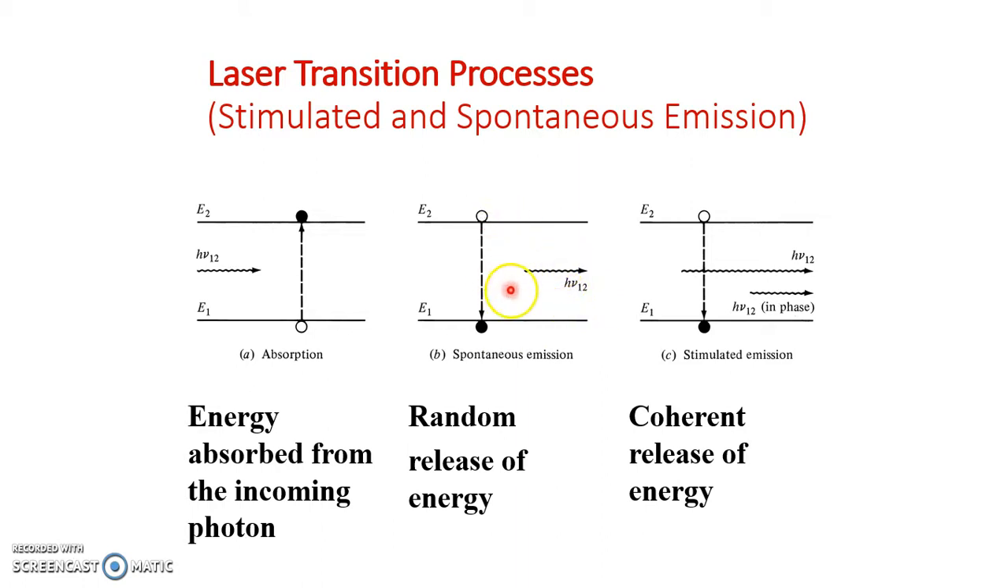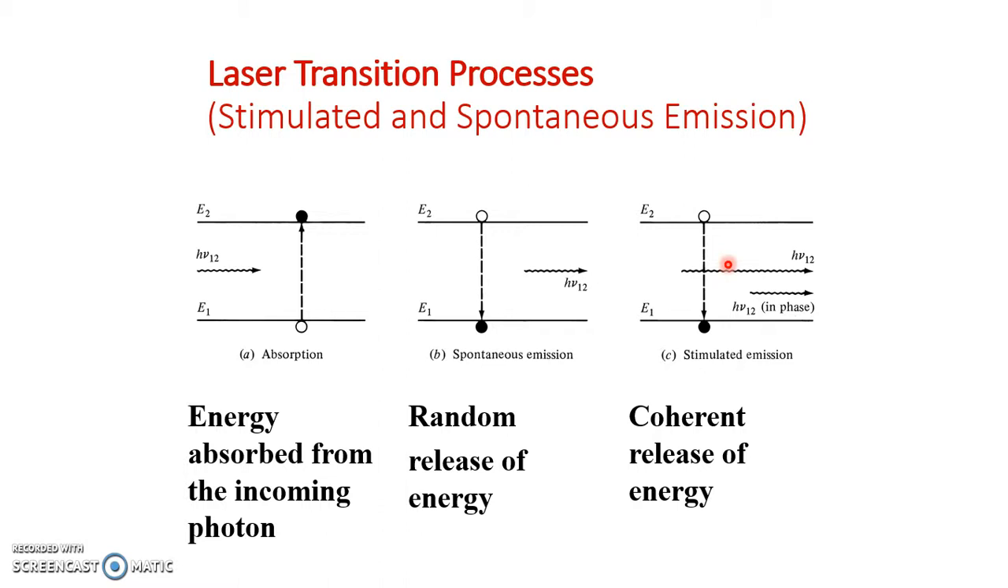When this happens, this process is called spontaneous emission, because you don't have any external stimulation due to which the electron from the unstable state comes to the lower state. Now this can also happen by giving an external stimulation, which you see in this third figure, which is called stimulated emission.